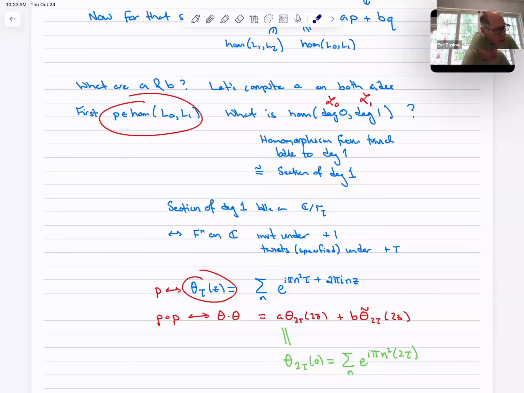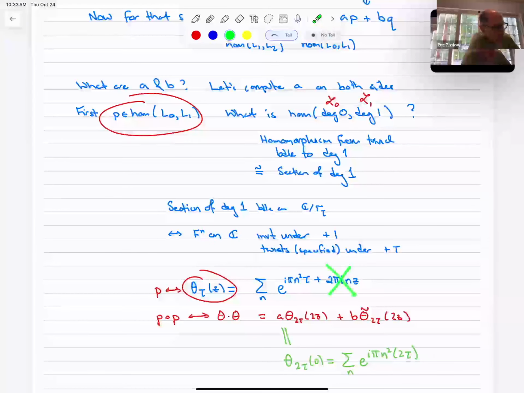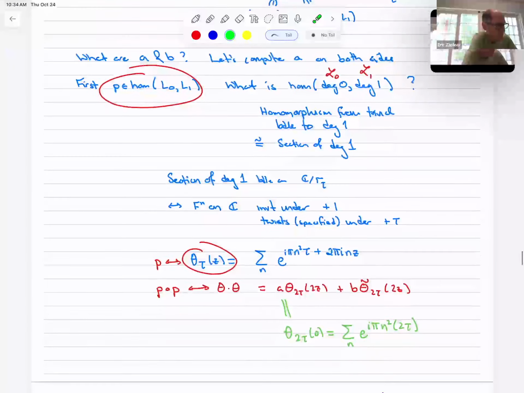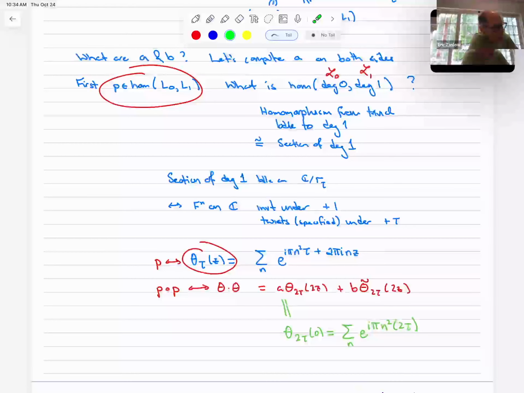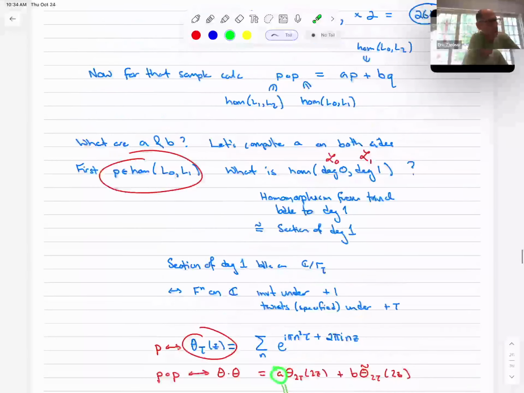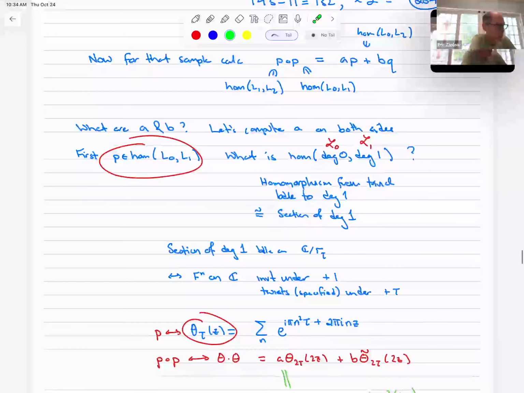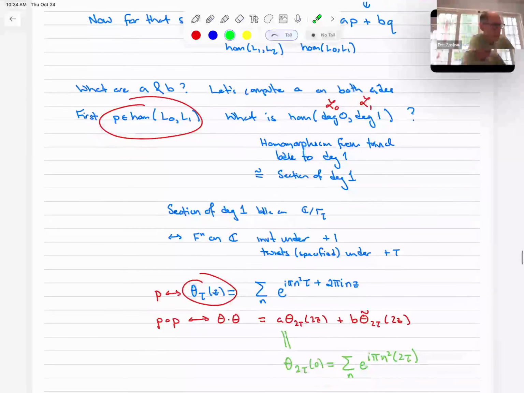So that would be a sum. If I put in z equals 0, this part goes away. Sorry, let me do that. If I put in z equals 0, this part goes away. And if I put in 2 tau, it becomes just that. Okay, so we've calculated on the algebraic side one of these coefficients in this composition. And what we need to check is that we would get the same answer on the A side, on the symplectic side.